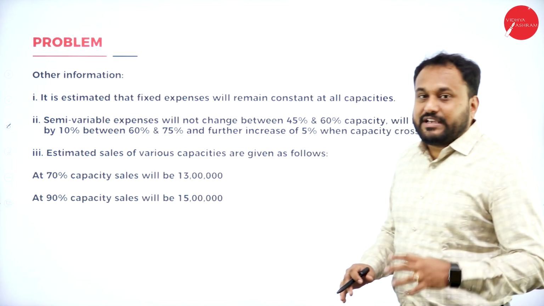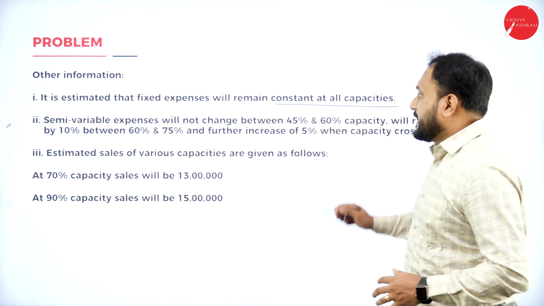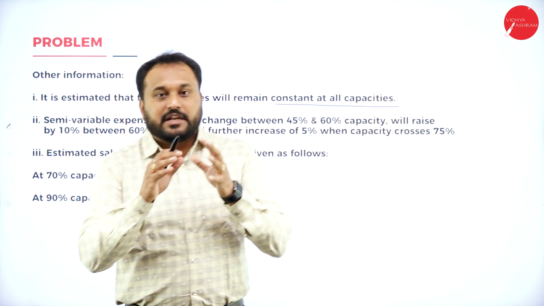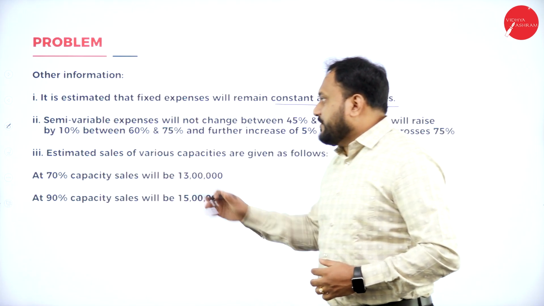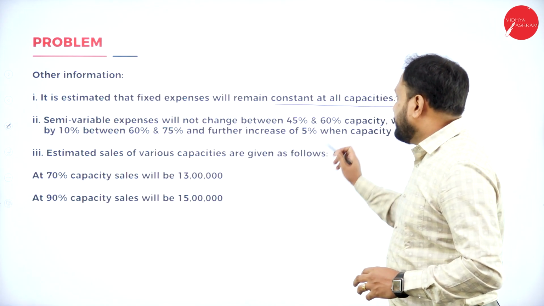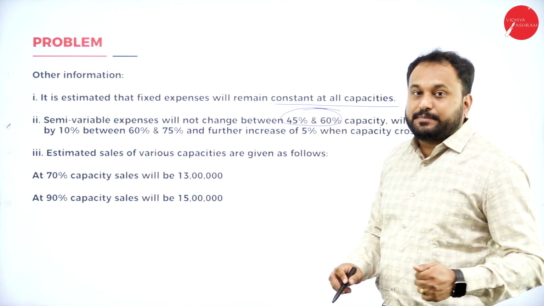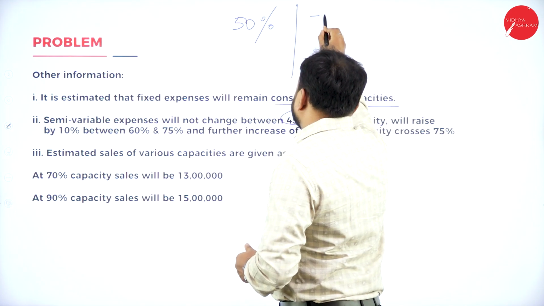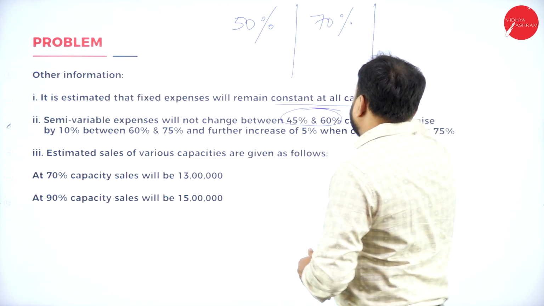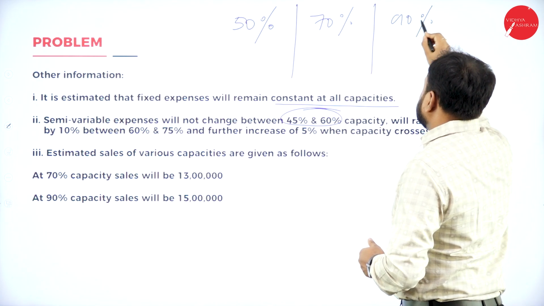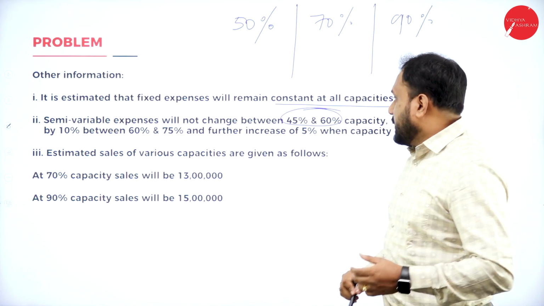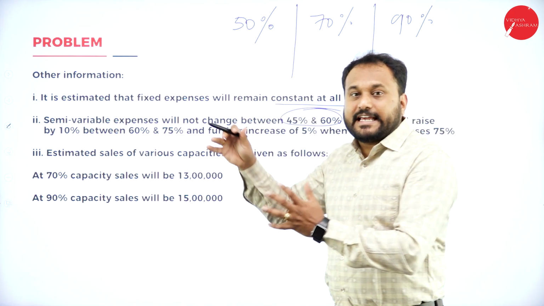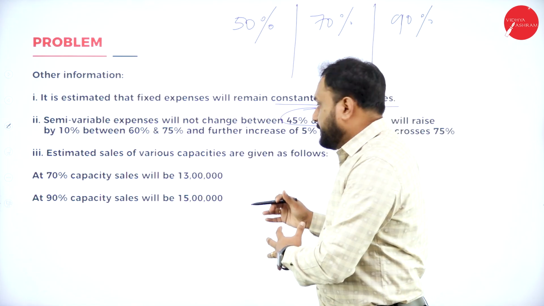It is estimated that fixed expenses will remain constant at all capacity. See, whether they give this or not, fixed expenses will always remain constant. Next, semi-variable expenses will not change between 45% and 60%. We are supposed to calculate for 50%, then 70%, and then 90%. So how are you supposed to analyze this? Semi-variable, 45% to 60% means this slab. It will not change. So what is there in the question? You are supposed to take the same thing.